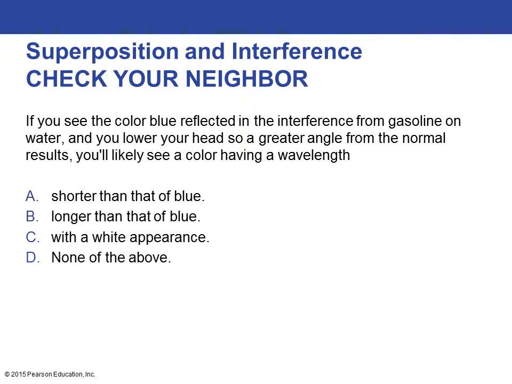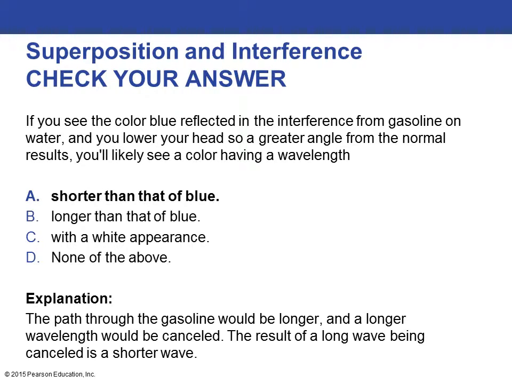If you see the color blue reflected in the interference from gasoline on water, and you lower your head so a greater angle from the normal results, you'll likely see a color having a wavelength shorter than blue, longer than blue, with a white appearance, or none of the above. The answer is you'll see something with a wavelength shorter than that of blue. So the path through the gasoline would be longer, and a longer wavelength would be canceled. The result of a long wave being canceled is a shorter wave. So you're going to see a color that has a wavelength shorter than that of blue.